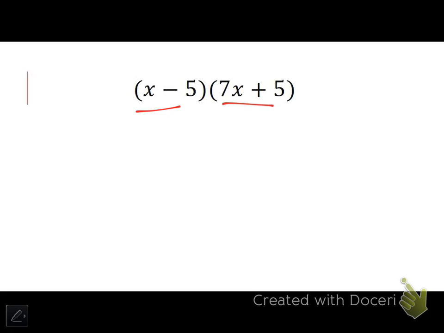Okay, I see 2 binomials. Again, if you can't remember what a binomial is, bi means 2. So just remember it's got 2 terms here. So I'm going to FOIL.